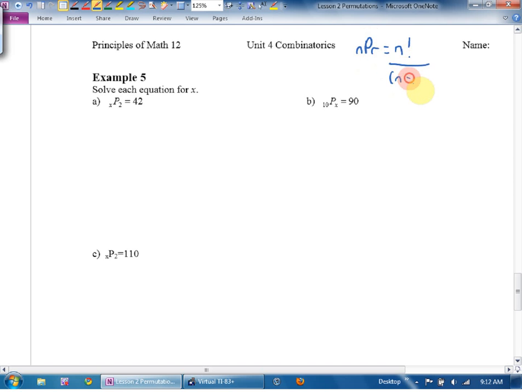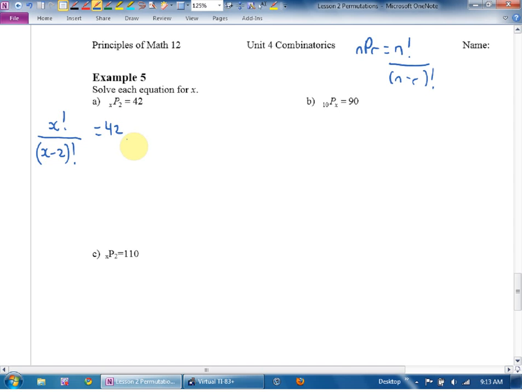So looking at this, I'm going to fill this in. This is x factorial all over x minus 2 factorial, and that equals 42. We can't cancel out exclamation marks. We can only cancel out identical factorial terms. What we're going to have to do is simplify the left-hand side to get rid of the factorials. We do that by asking ourselves, what's bigger, x or x minus 2? X, so we're going to start to expand it.